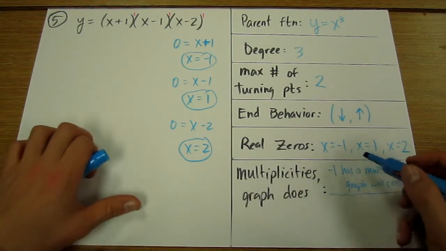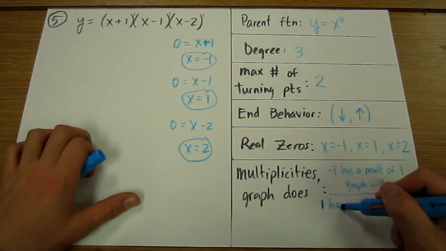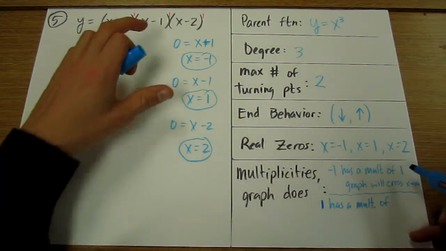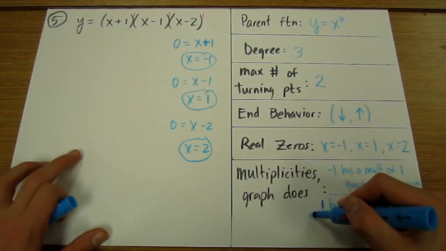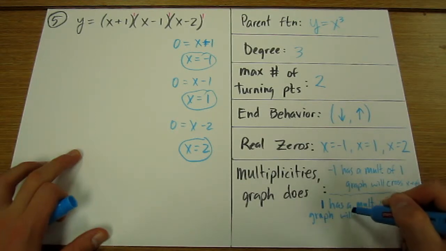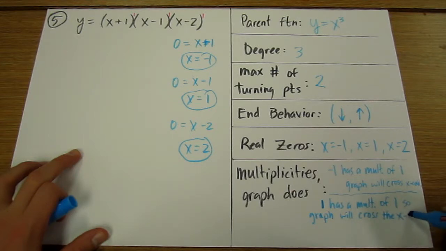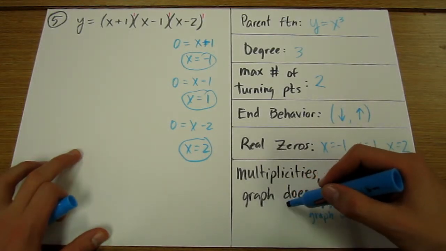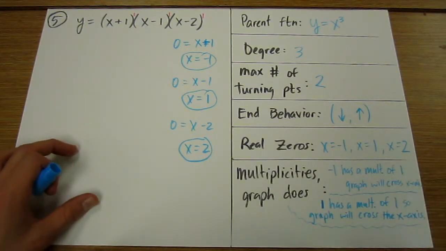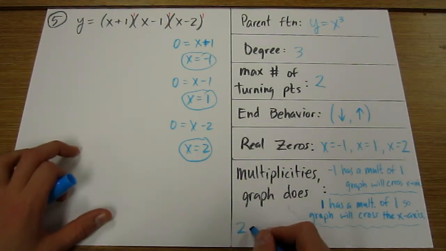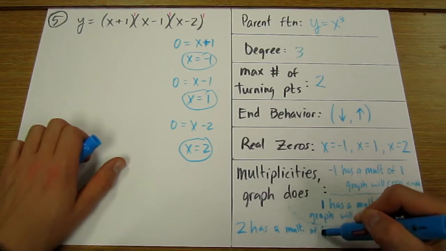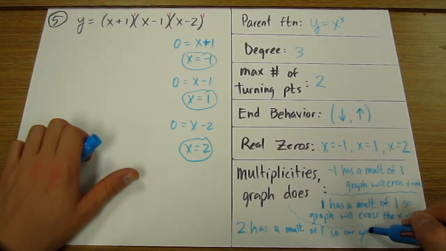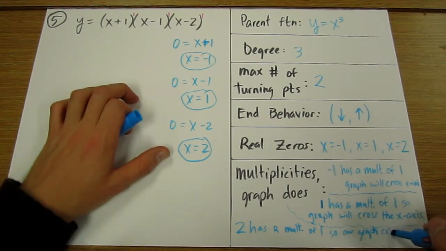So let's do our next one, which is x equals 1. So 1 has a multiplicity of, we look up here at our exponent for this factor, and it has a multiplicity of 1, because that's our exponent. So our graph will cross the x-axis. And the very last one. Just splitting up my different real zeros and my different multiplicities. My last zero is x equals 2. So 2 has a multiplicity of 1, looking up here at our exponents. So our graph is going to cross the x-axis.